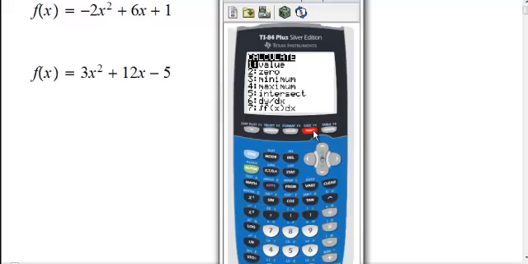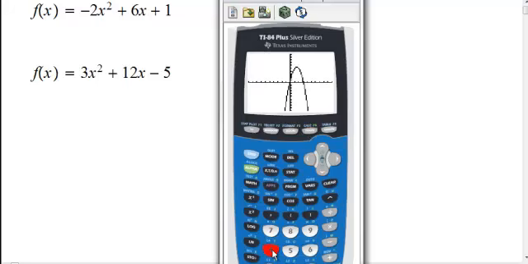I was looking for this guy here. I'm looking for what? Max, right? Everybody fine? So let's look for the max, right? So here, I'm going to look for max.